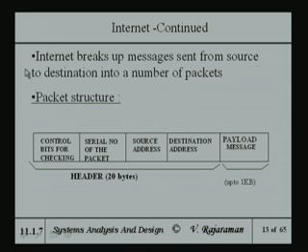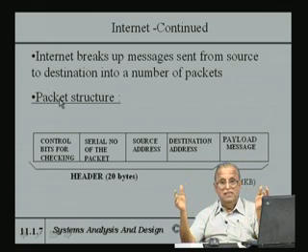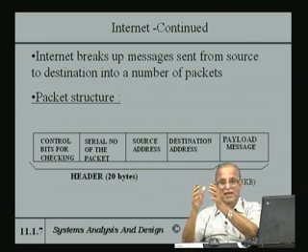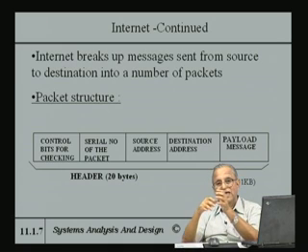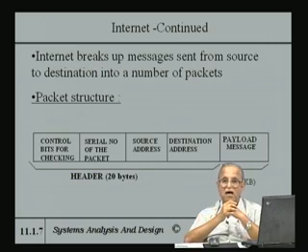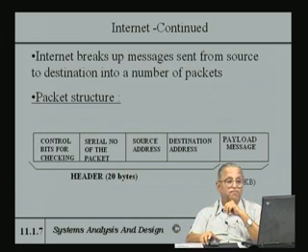And the internet breaks up messages sent from a source to a destination into a number of packets. It's called packet switching, and packet switching is extremely important. I'll explain why. If you have a long message, it is broken up into a number of packets, and each packet has its own existence, you might say. The packets are sent one after the other, but they can take different routes. The advantage being that if one route is busy or down for some reason, it can take another route. So different packets will take different routes, and that's the advantage of packetizing.